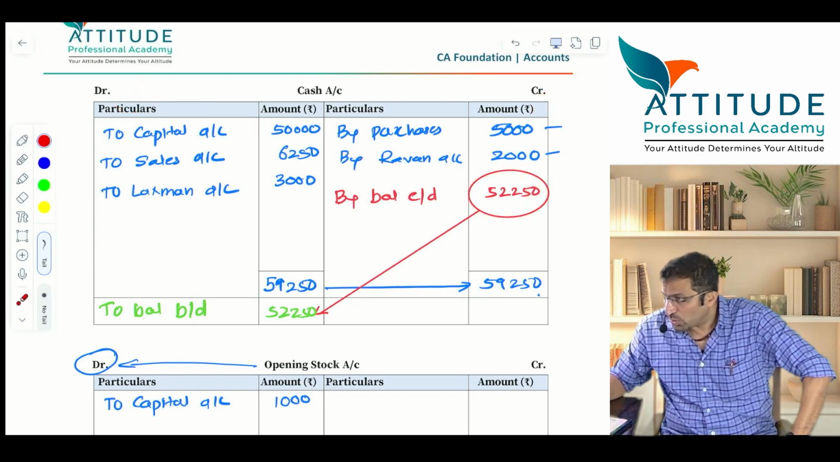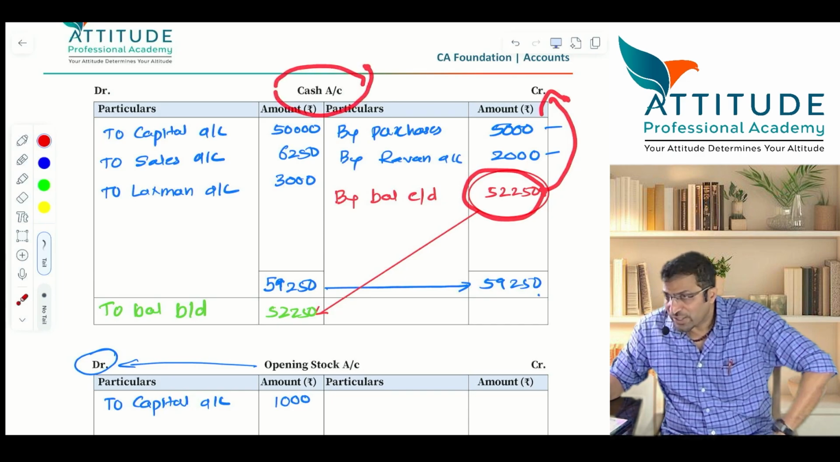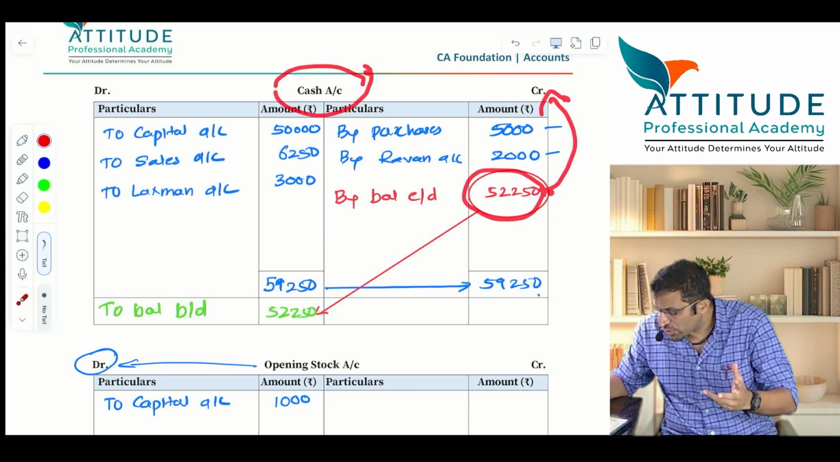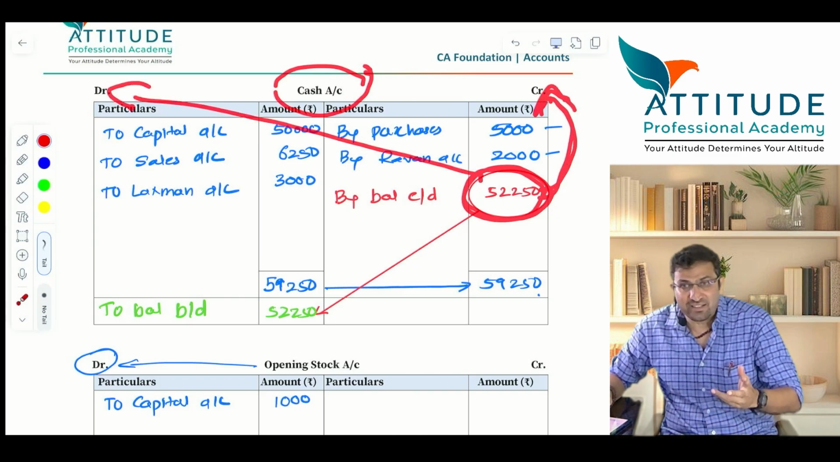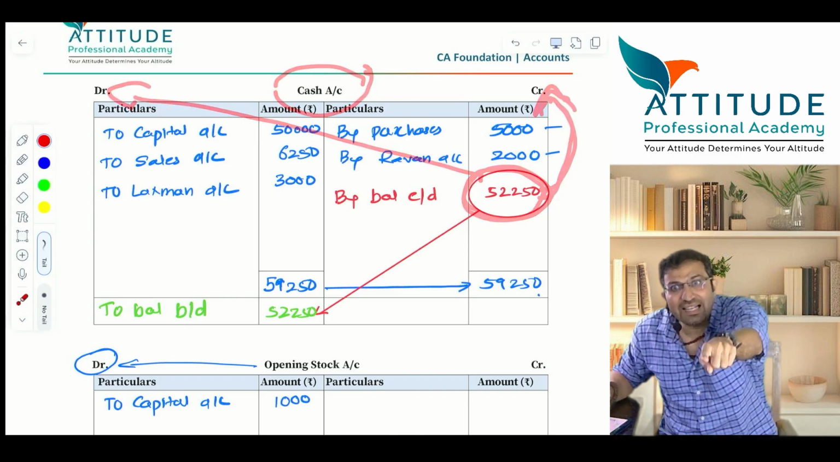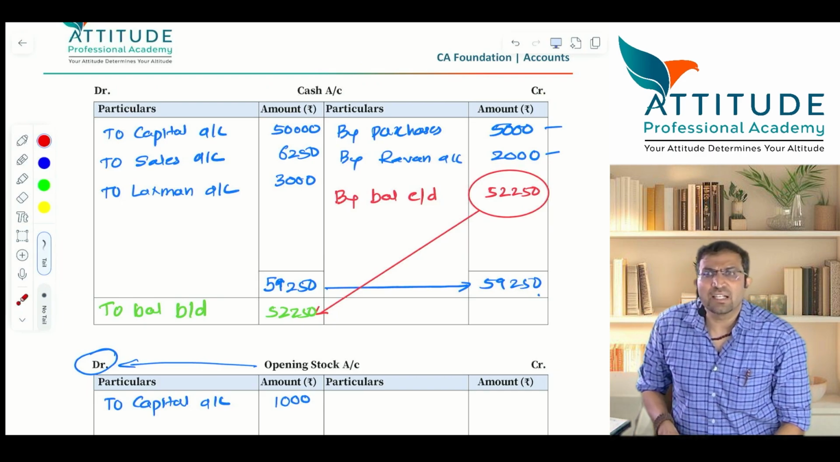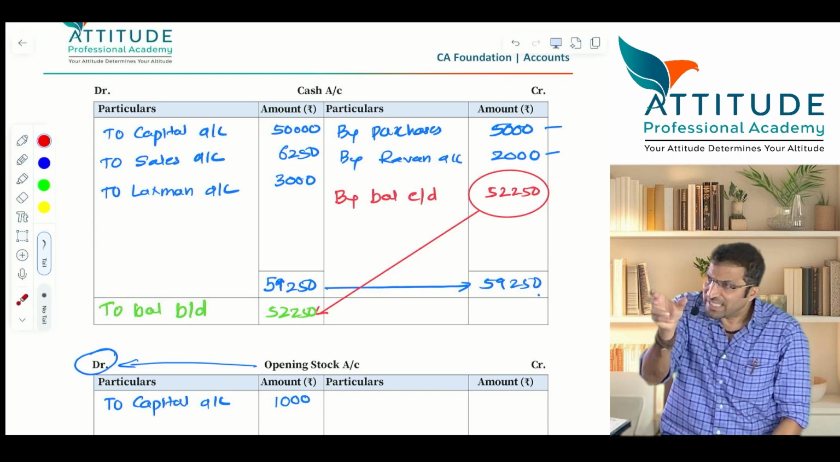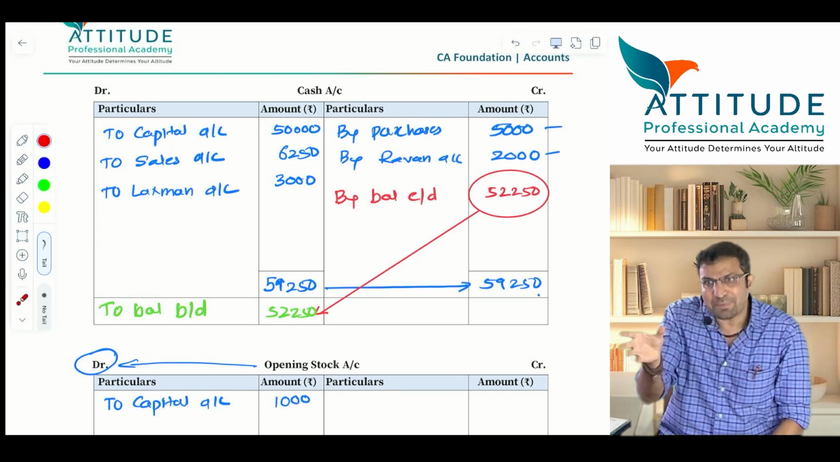I repeat once again the question. 52,250 is written on the credit side. No doubt about it. So my question is, cash account is showing 52,250 a credit balance or 52,250 a debit balance? Debit balance, because debit side is heavier. Is that clear? So here, whichever side total is greater, that will be the balance.